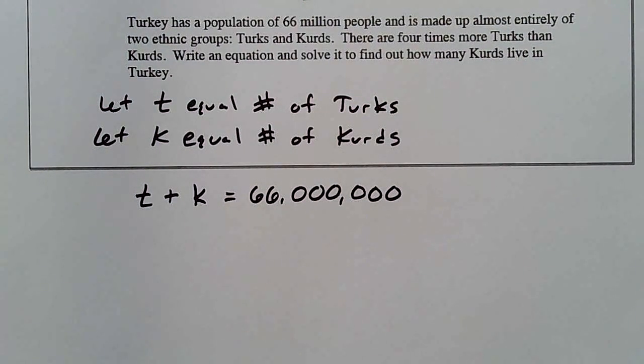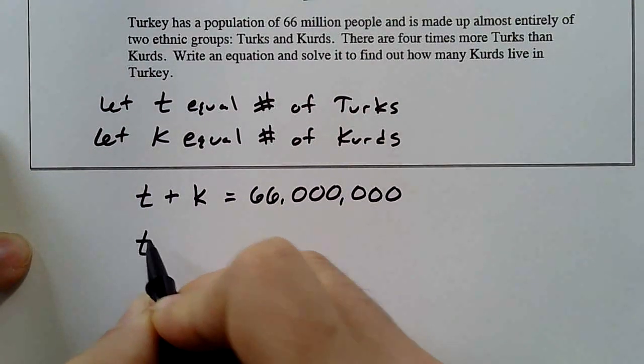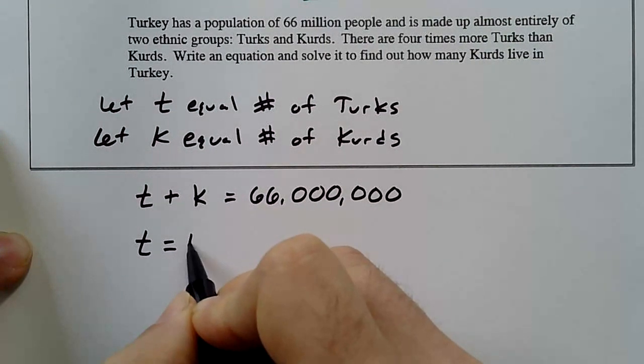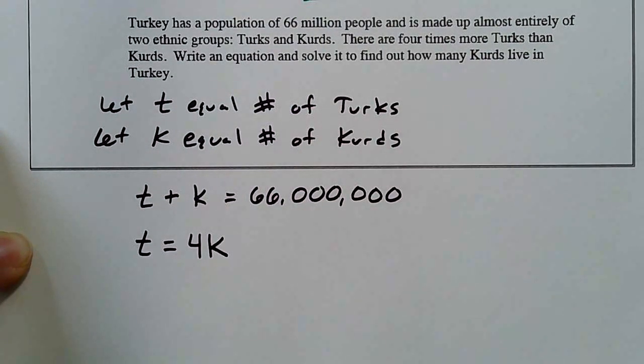Now we're going to write a relationship between Turks and Kurds. I'm going to read that. There are 4 times more Turks than Kurds. So my number of Turks is going to be equal to 4 times my number of Kurds.